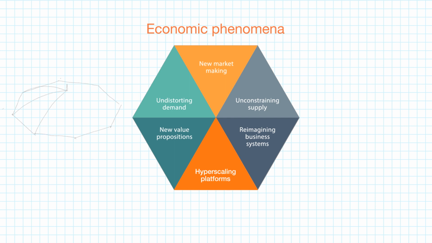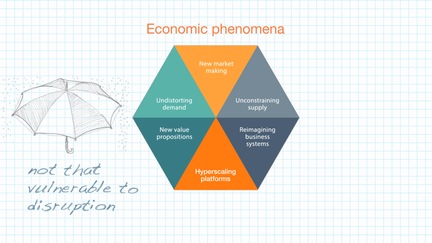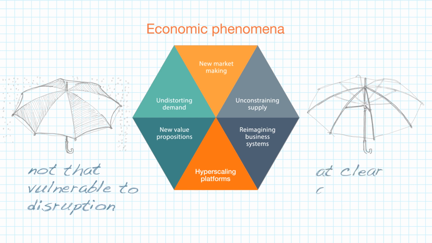Some companies using this framework are going to come out of the discussion and say, hey, you know what, that was useful, but we've concluded we're not that vulnerable to disruption. For example, someone in mining might see huge opportunities from digital in terms of things like predictive maintenance, but they may not see that it's going to upset the fundamental characteristics of their industry. But other companies are going to conclude, you know what, we're at clear and present danger, and we need to put our foot on the gas in terms of doing something about it.